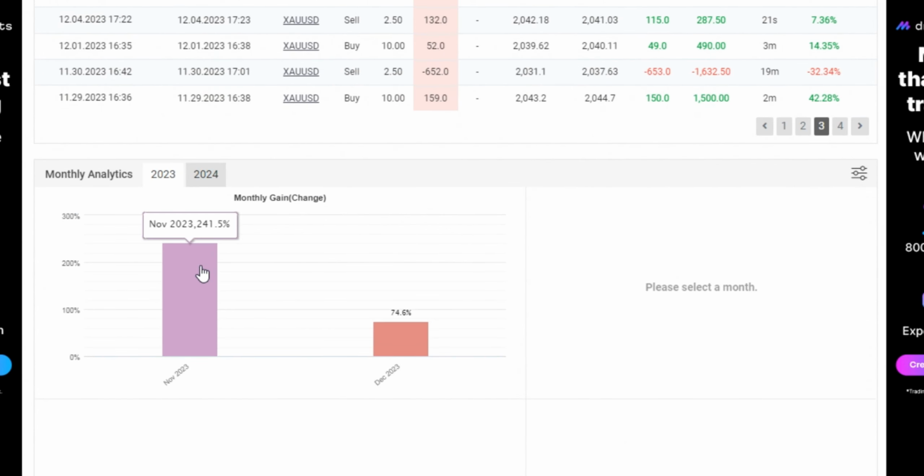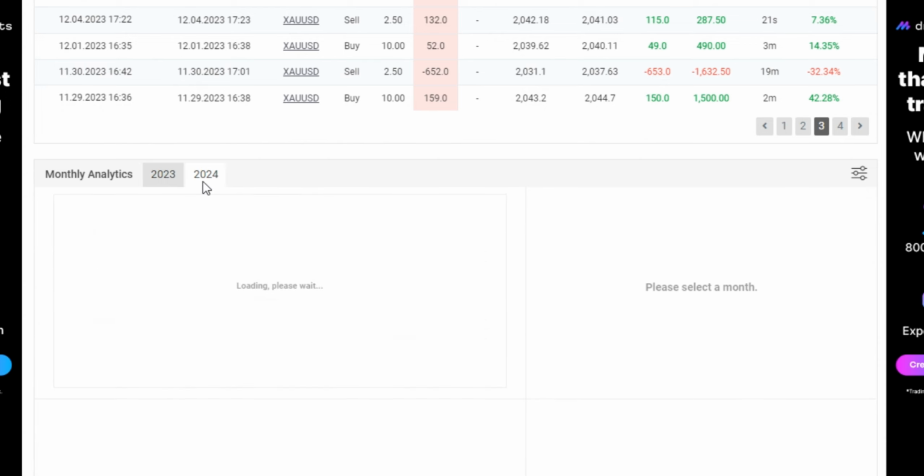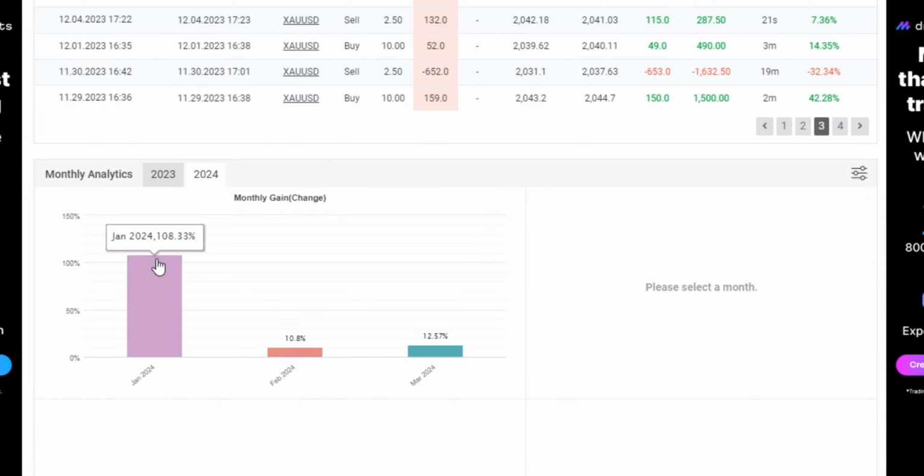In November 2022, it made 241.5%. In January of 2024, it made 108.33%, in February it was 10.8%, and by trading for only one day of March, it made 12.57%.